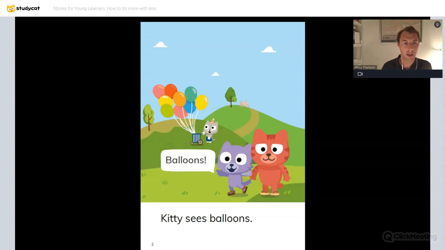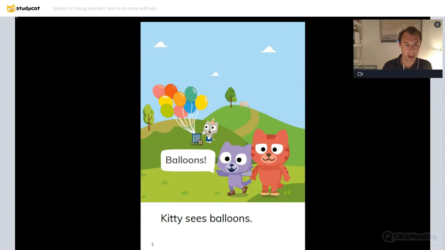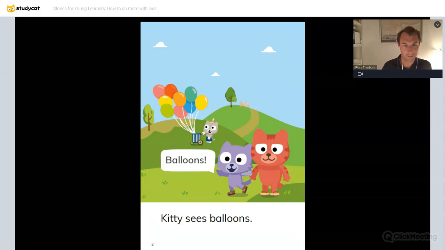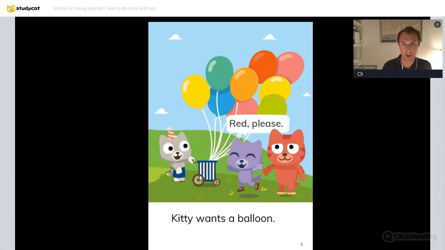Okay, so this is, remember, the very first level that we have. So the very beginning here, we have Kitty, you can see, and Bob next to her. And they see some balloons, right? And Kitty says, balloons! And then they start walking towards the balloons. And what do you think is going to happen? Kitty orders a balloon. So this is where the whole story really starts, and the colors start getting used, right? So Kitty wants a balloon. And so she says, red, please. We'll talk much more about this sentence later, which caused a lot of controversy.